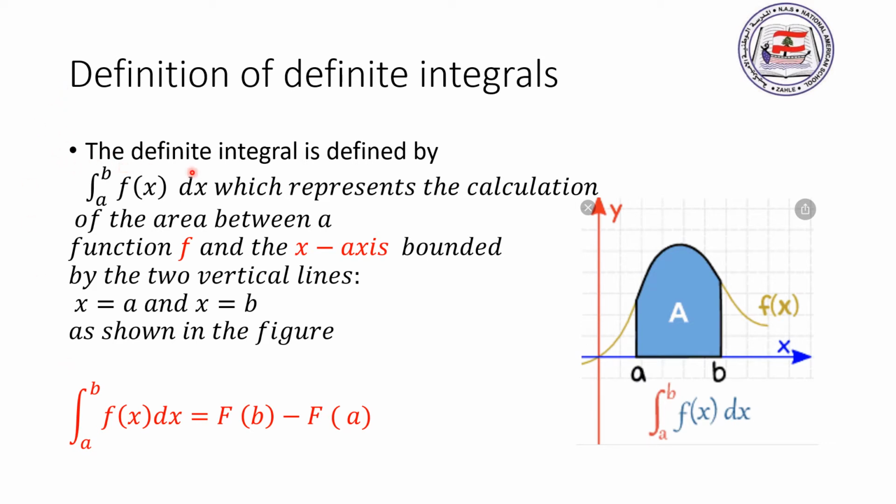The definite integral, denoted by the integral over a lower bound a and upper bound b of f of x dx, represents the calculation of the area between a function f and the x-axis bounded between two vertical lines for x equal a and x equal b, where a represents the lower bound and b represents the upper bound, as shown in the figure.